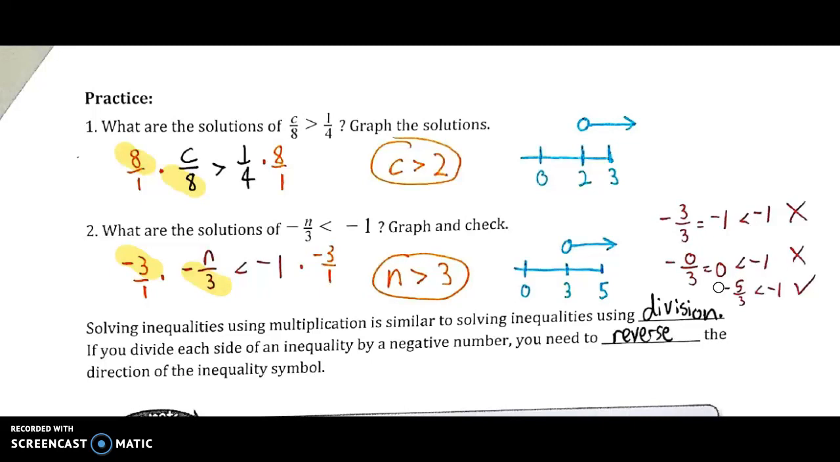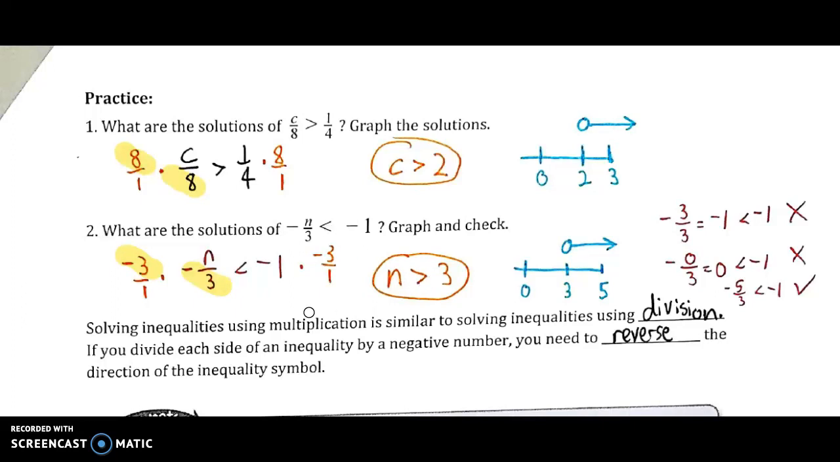On my number line it's a 5, but yours could be really anything that's bigger than 3. As long as I substitute that value in, if I plug in my 5, negative 5 over 3 is indeed less than negative 1, so that is a solution. So that's a good way to check and make sure that our graph is headed in the right direction. Big rule to remember with multiplication: if you multiply by a positive, you keep the sign the same, so that's going to stay greater than. Multiply by a negative, that's going to flip the sign, so our less than becomes a greater than.